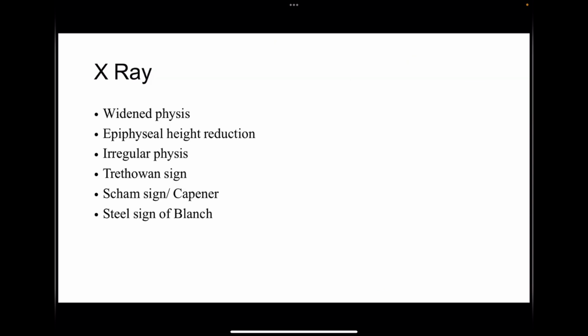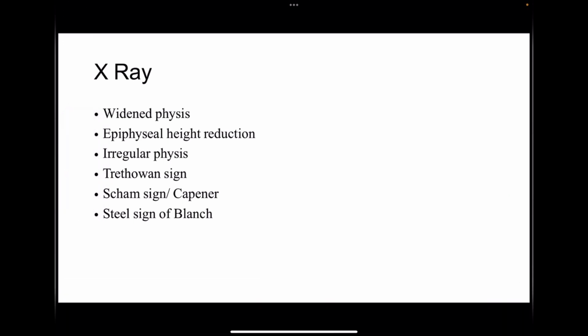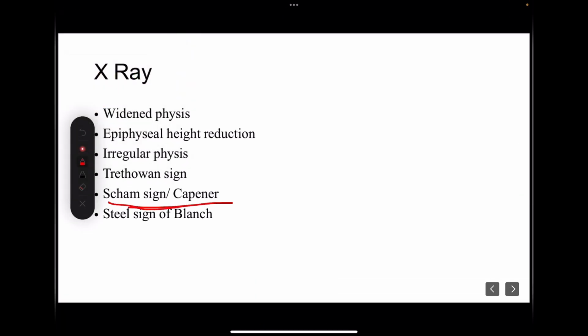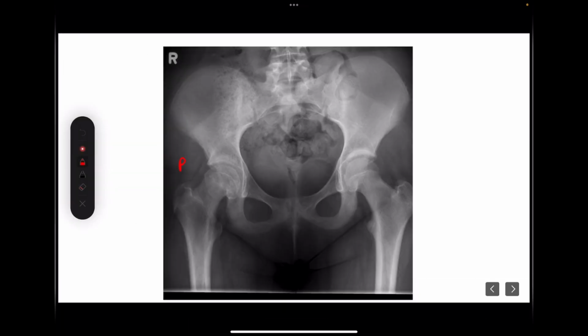So X-ray findings that I have already told you, we will be seeing these findings on X-ray images now. So one finding was widened epiphysis, I have already told you. Another was irregular physis, and one was reduction of the height of the epiphysis. Trethowan sign I already told you, and these two fancy names I told you: Shamrock or Capener sign, and one was Steel sign of Blumensaat. And how do these findings look on radiograph? I'll be showing you. So in this radiograph, definitely the right-sided hip is the affected one. You can see the height of the epiphysis on this side and on this side, you can compare. Obviously, B is more than A, so the height of the epiphysis on the right side is reduced.